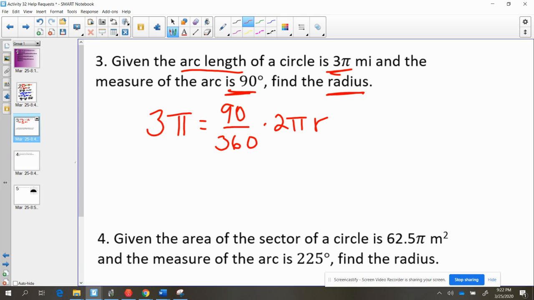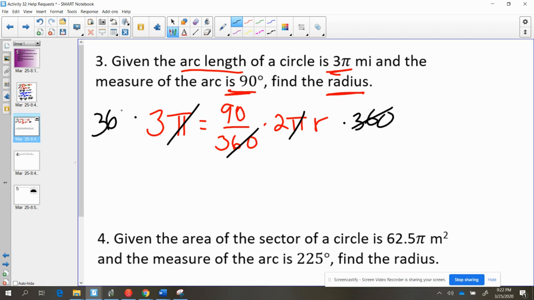And again, this time we are looking for that radius. Well, pi's are going to cancel, which is good news. And then you have a couple options of how you can solve this, but I'm going to start again by just multiplying by that 360 just to stay consistent.